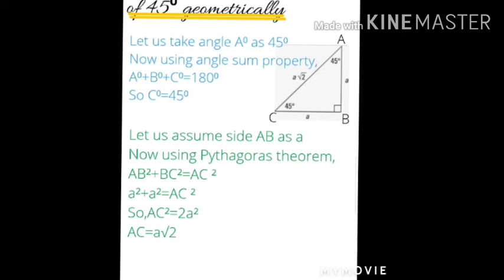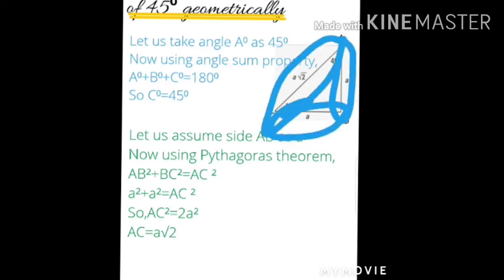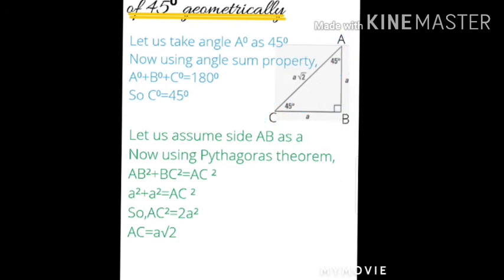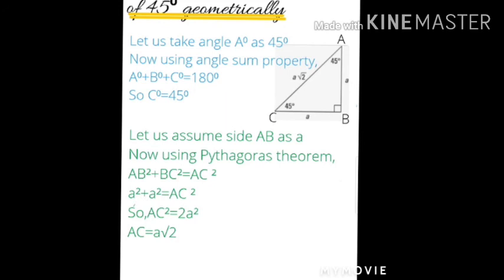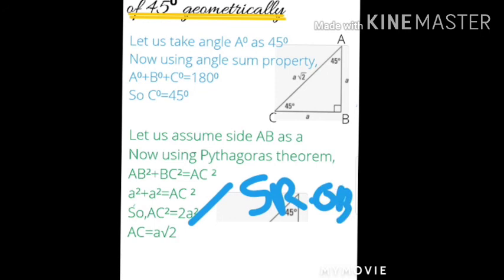Now using Pythagoras theorem, we know Pythagoras theorem states AB square plus BC square will be equal to CA square. So if we use that property, we know that AB is equal to A and BC is equal to A. So A square plus A square will be equal to AC square. So A square plus A square will be equal to 2A square. So AC square will be equal to 2A square. If we square root on both sides, we get AC is equal to A root 2 centimeters.